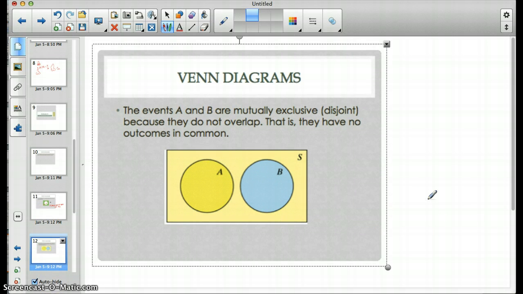Okay. In an event where you would have 2 mutually exclusive events, there is no commonality between mutually exclusive events, and so there would not be an overlap in the 2 events in your Venn diagram.